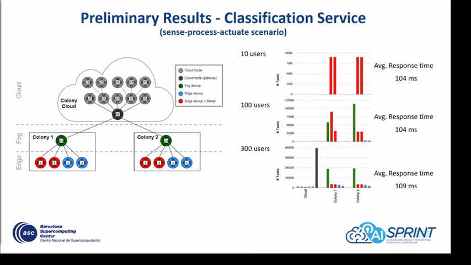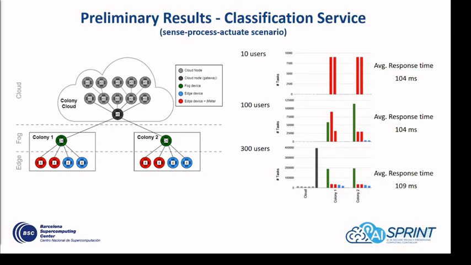To evaluate our proposal, we conducted experiments using 2 use cases. The first one is a classification service. With it, we wanted to validate the behavior of colony on 2 of the computing scenarios. We used the inference of the model to set up an experiment for the sense-process-actuate scenario, and the training of the model to illustrate the case of a batch job.